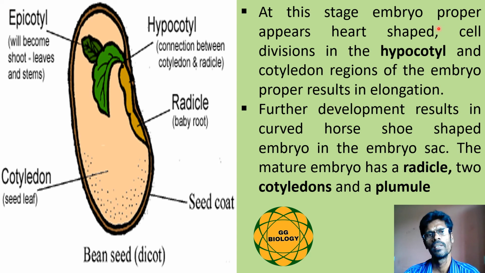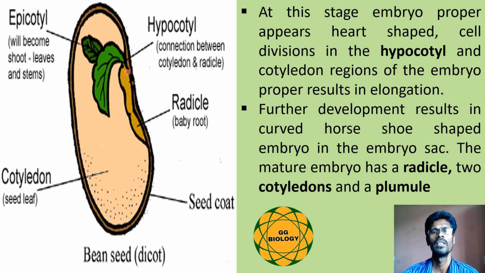At this stage, the embryo appears heart-shaped. The cell division in the hypocotyl region and the cotyledonary region is responsible for the embryo elongation. At this stage, the embryo proper appears heart-shaped. Cell division in the hypocotyl and cotyledon region of the embryo proper results in elongation. Further development results in a curved, horseshoe-shaped embryo in the embryo sac.